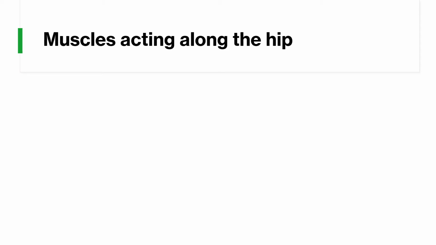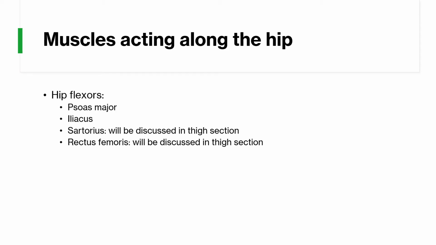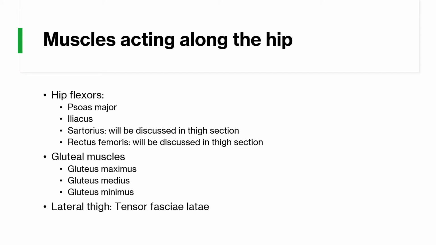Muscles acting along the hip. Hip flexors. You have your psoas major, iliacus. We also have the sartorius and rectus femoris, which will be discussed in the thigh section. We have gluteal muscles, such as the gluteus maximus, gluteus medius, and gluteus minimus. We have lateral thigh muscles, such as the tensor fasciae latae.